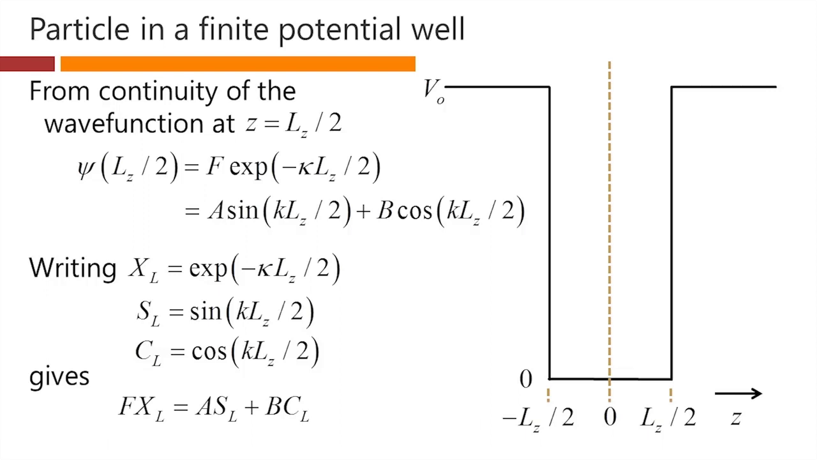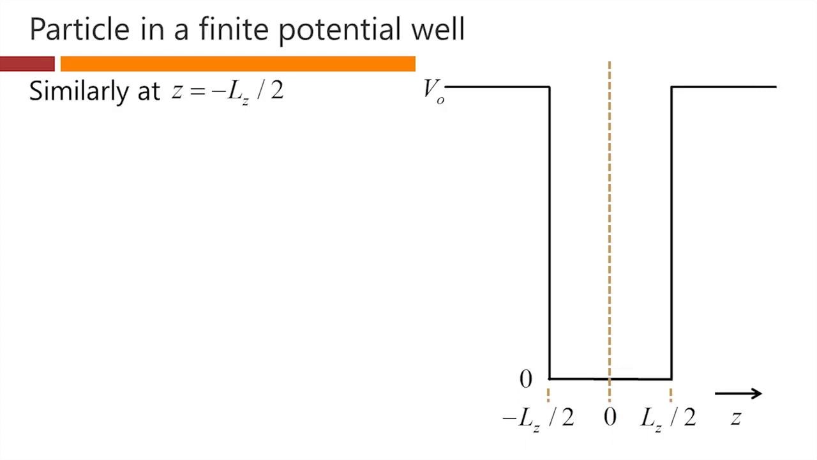So writing this equation for continuity of the wave function, that this should equal this, in our shorthand notation that becomes f xL equals a sL plus b cL. So this is the exponential decaying part, this is the sinusoidal part, this is the cosinusoidal part at Lz over 2. Similarly, at z equal to minus Lz over 2, we would have g xL is minus a sL plus b cL.